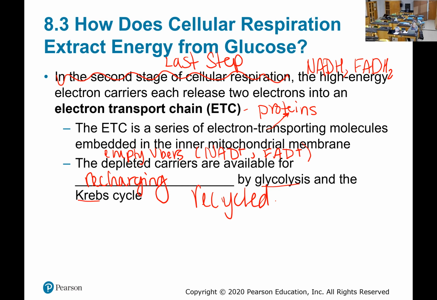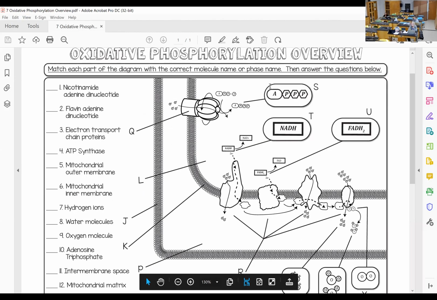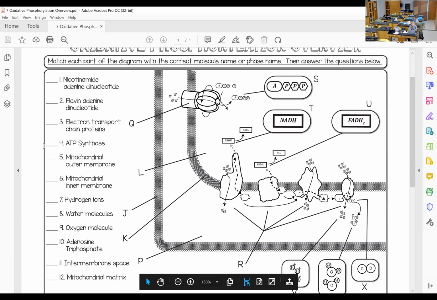Okay, so I'm going to pull up the little worksheet that you guys have that looks like this. I really like these. I like how they're set up, and you guys can write on them. So go ahead and pull that out. I'll give you a second to grab it. On the top, it says oxidative phosphorylation.